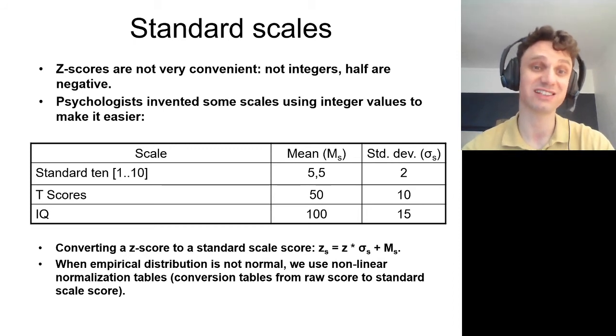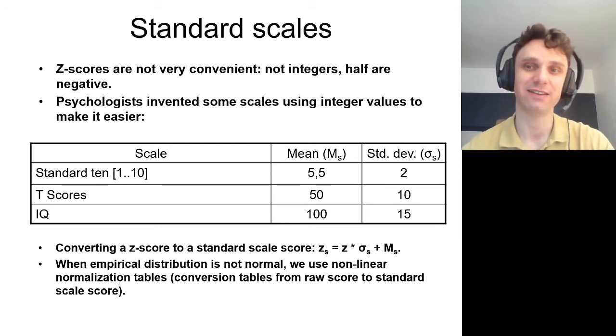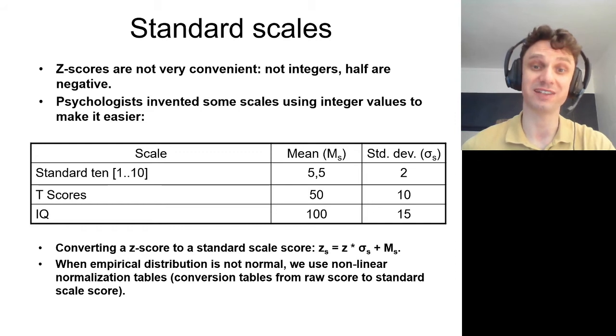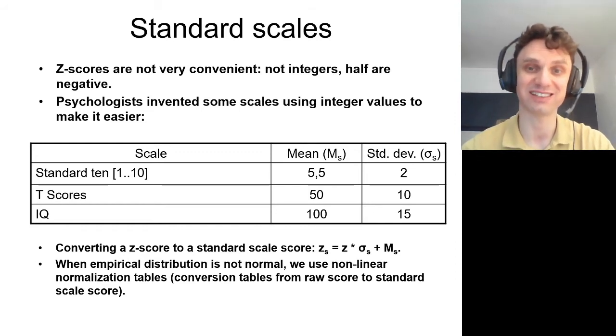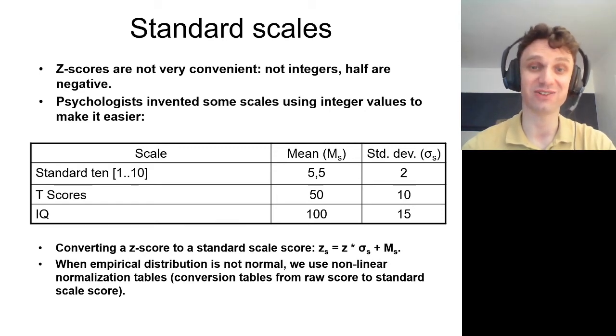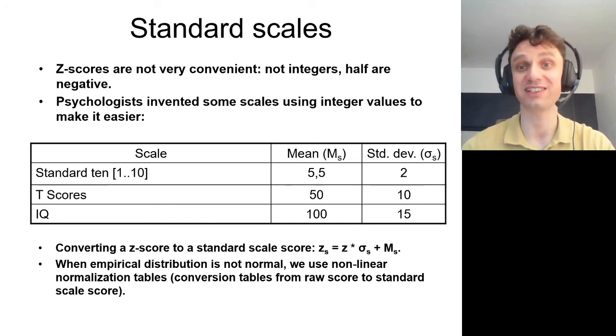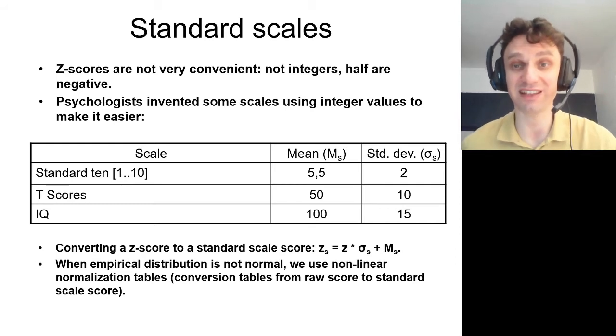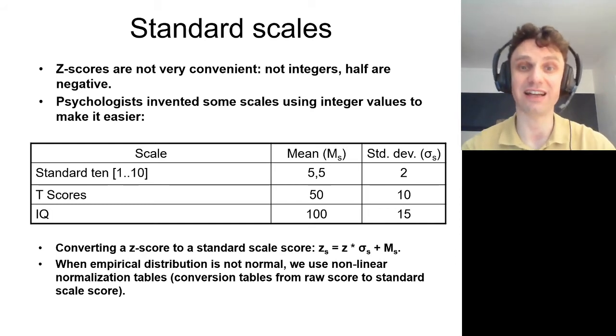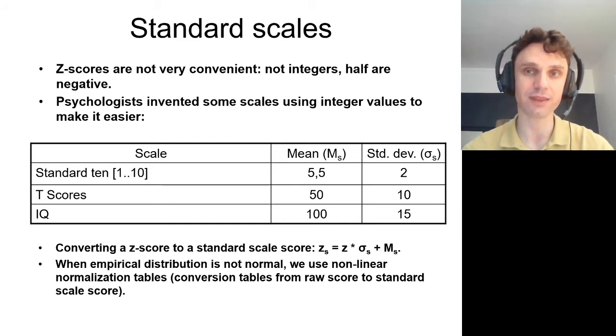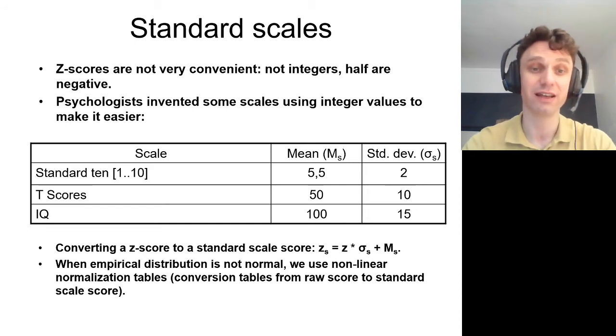As a result, psychologists have come up with some scales that use integer values to make it kind of easier to interpret. You are probably familiar with the IQ scale, where the mean score is 100 and standard deviation is 15. So you can always convert your z-score to a standard scale score by multiplying it. So if you want to convert your z-score to an IQ score, just multiply it by 15 and add 100, and you will get an IQ score. Or t-score used by tests like MMPI with 50 as a mean and 10 as a standard deviation. Some questionnaires like Cattell's test use standard 10.